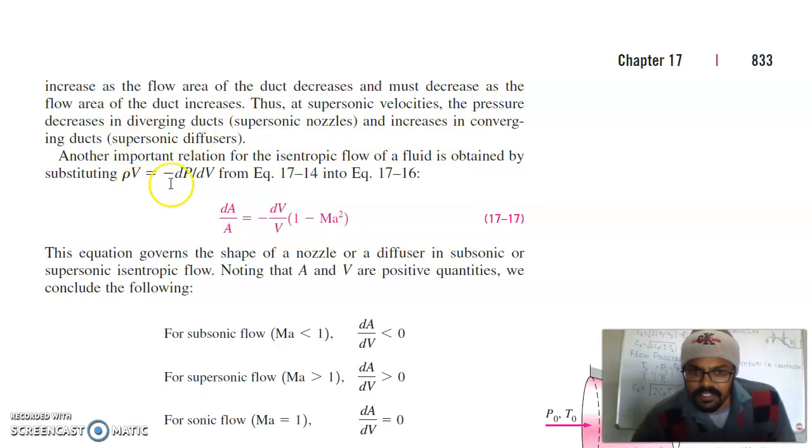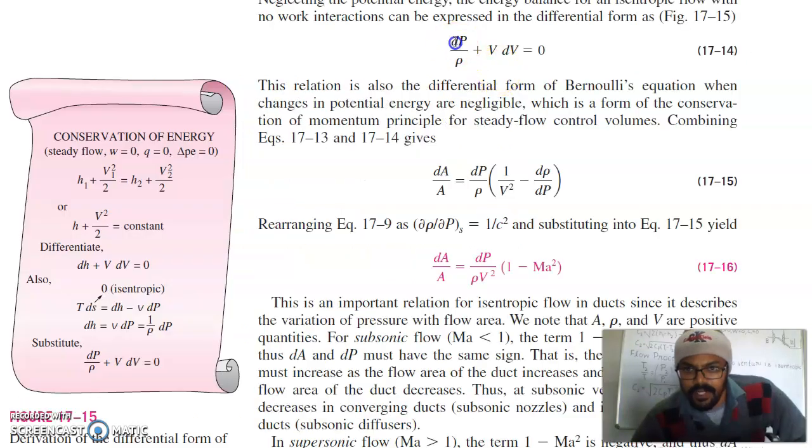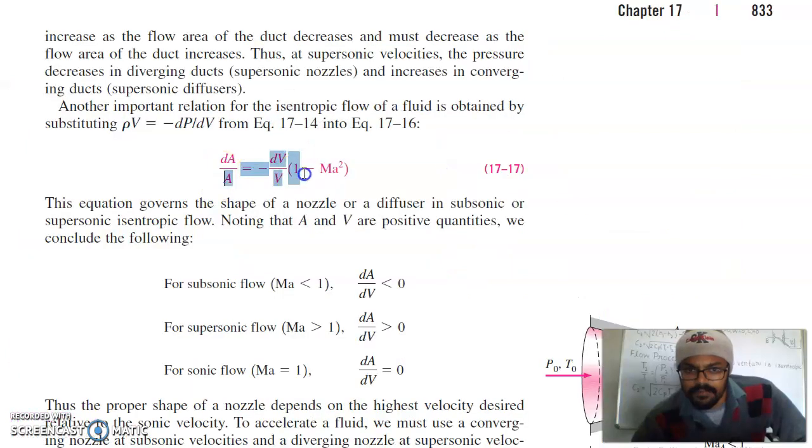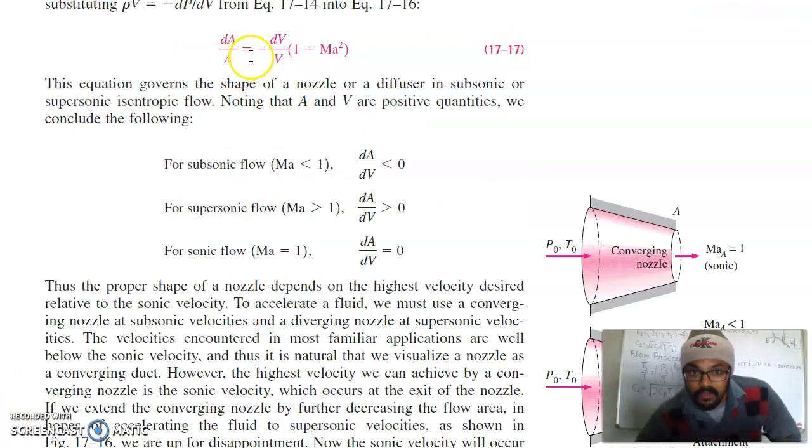Another important relation is, if you replace the above term by this relation, find dP and replace this dP in terms of dV from this relation, you will get this relation in terms of change in velocity. You can see here, if Mach number is less than 1, dA by dV is negative, and for Mach number equal to 1, dA by dV is equal to 0.